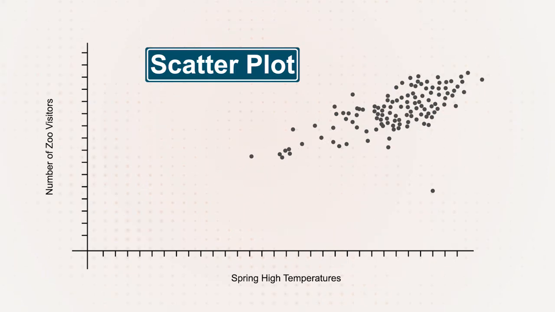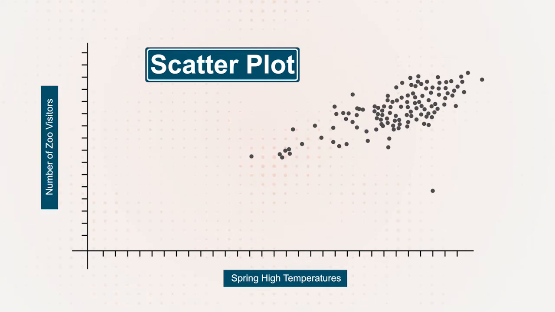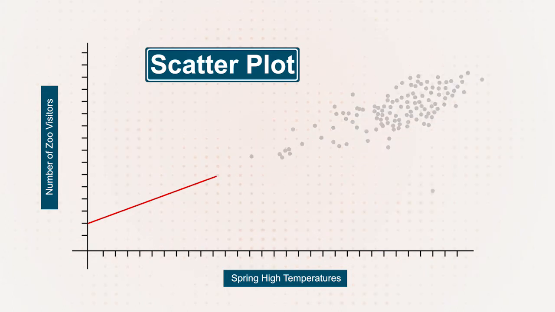Each point represents an event, namely the high temperature for the day and the number of visitors that frequent the zoo on that day. If you notice, the plots are scattered. However, they loosely follow a line. This is called a correlation, meaning that one factor appears to influence the other.